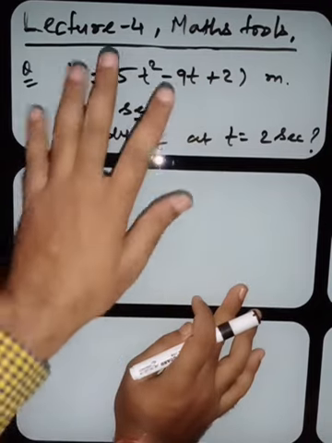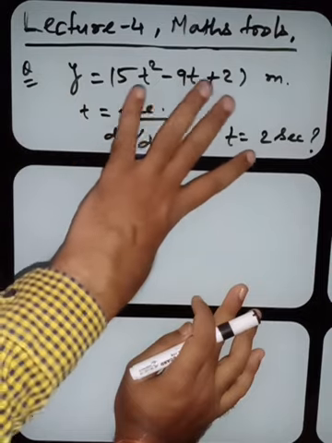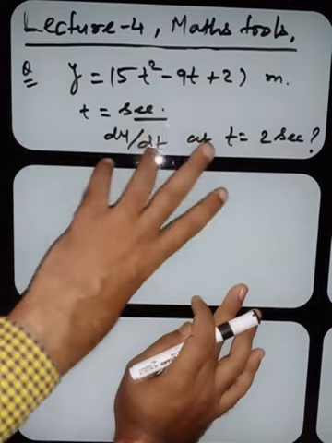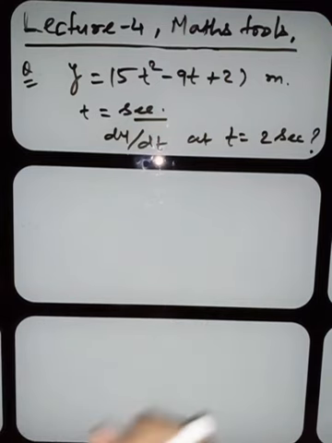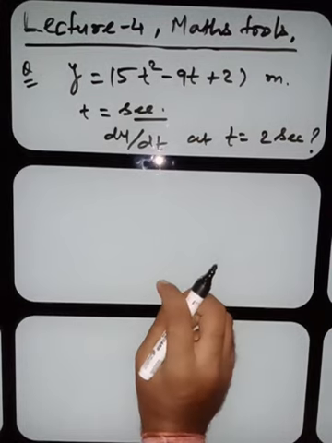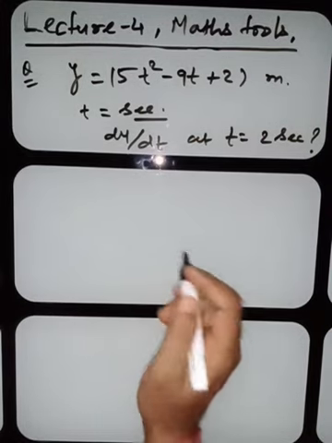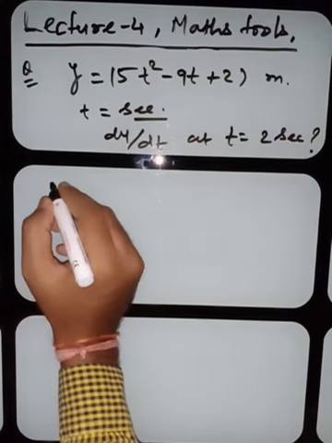Here the question is very simple. You are given y is equal to 5t square minus 9t plus 2. You have to find dy by dt at t equals 2 seconds. This is a very simple question. Okay, don't confuse yourself about velocity, displacement, etc. We will study in very detail, my dear students. Now we have to find dy by dt at 2 seconds.